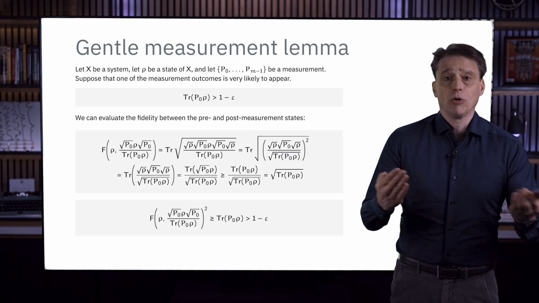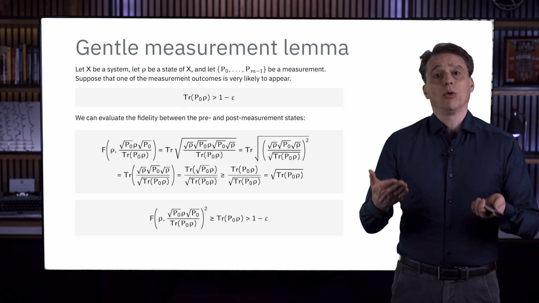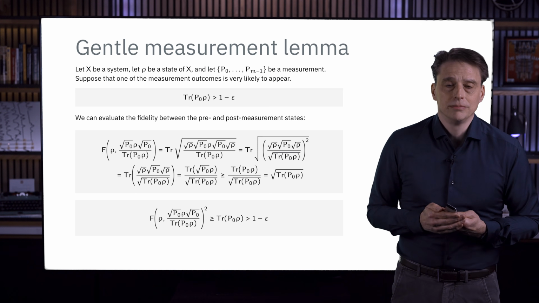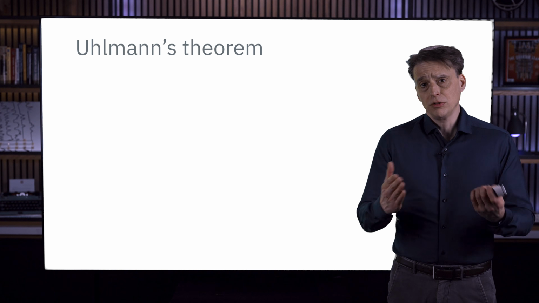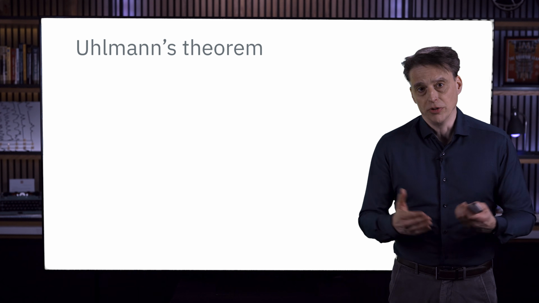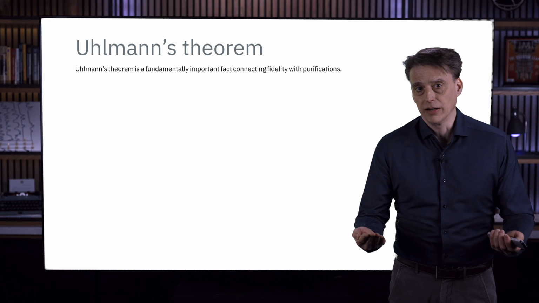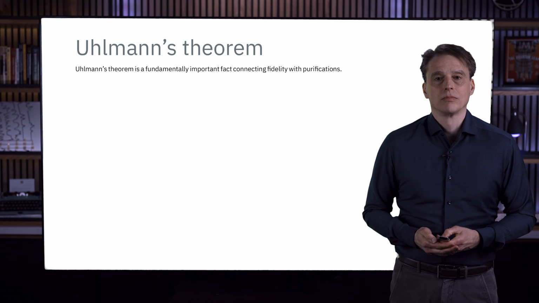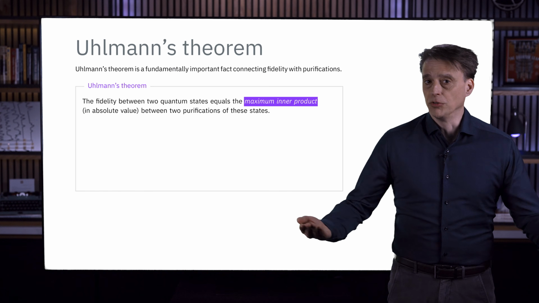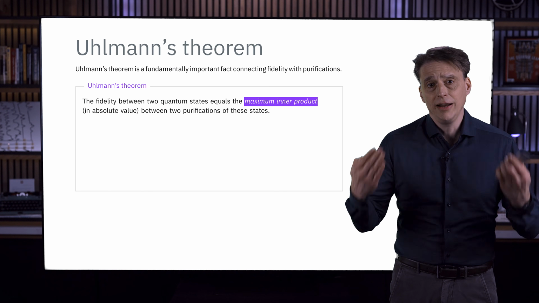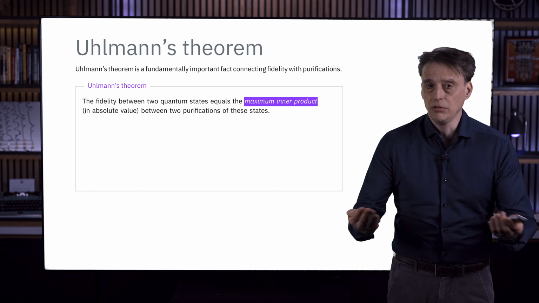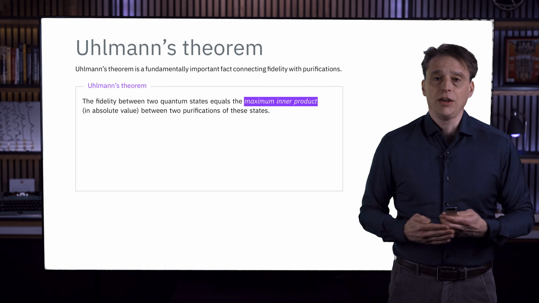So, the formula for the fidelity isn't the nicest or easiest to use formula in the world, but here it actually works pretty nicely. To conclude the lesson, we'll take a look at Uhlmann's theorem, which is a fundamental fact about the fidelity that connects it with the notion of a purification. What the theorem says in simple terms is that the fidelity between any two quantum states is equal to the maximum inner product in absolute value between two purifications of those states.